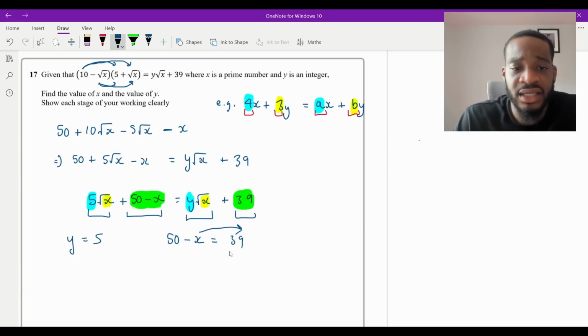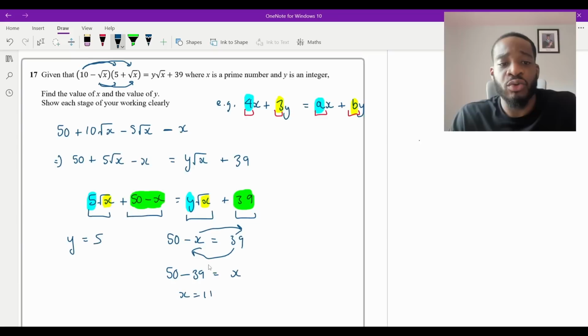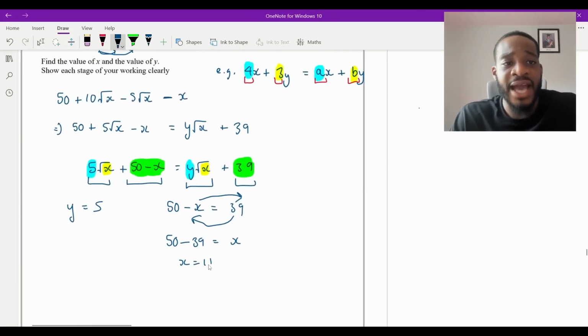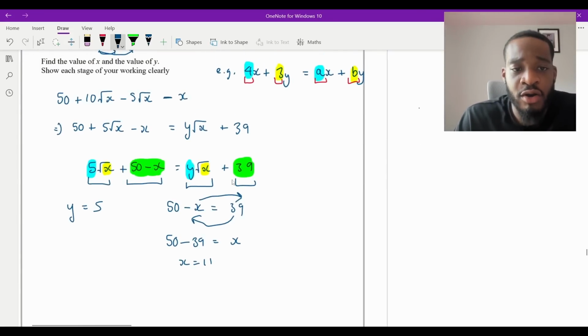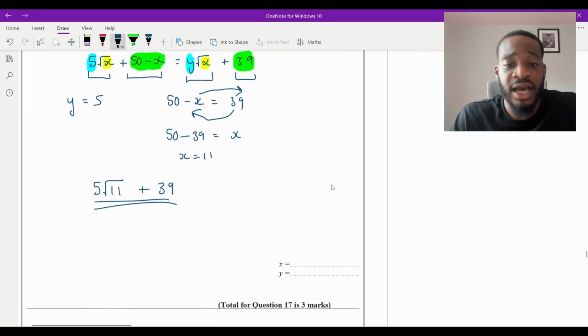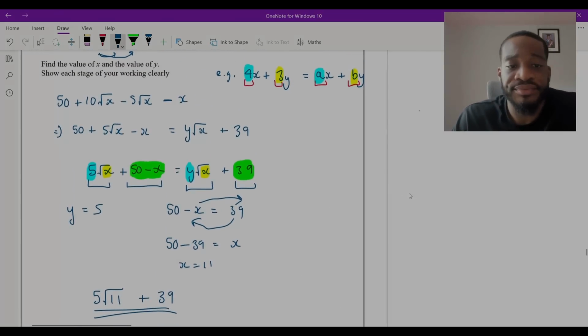So I'm going to add x to that side. I'm going to take 39 to that side. It's going to be 50 take 39. It's going to equal x, isn't it? And that just means x is equal to 11. So therefore, we now know what x and y is. So the actual expression on the right-hand side becomes y, which is 5, 5 root x is 11, like that, plus 39. And that's it. That's 3 marks. And that is our question 17 finished.